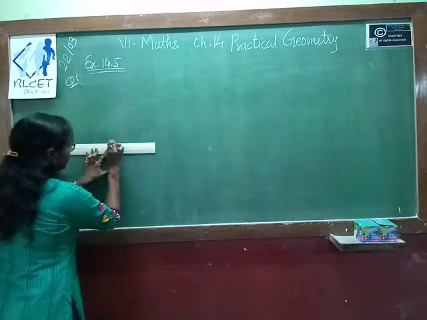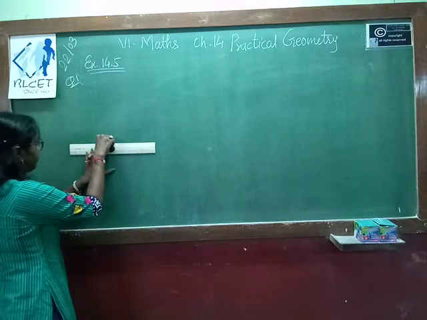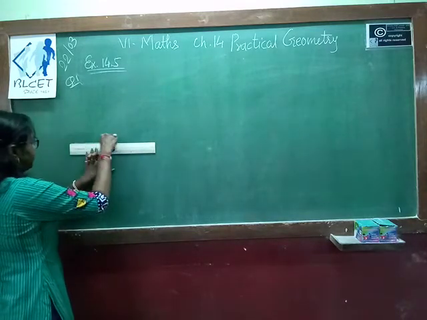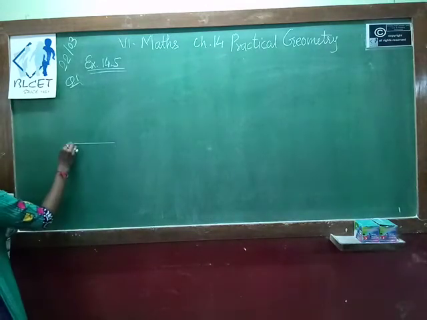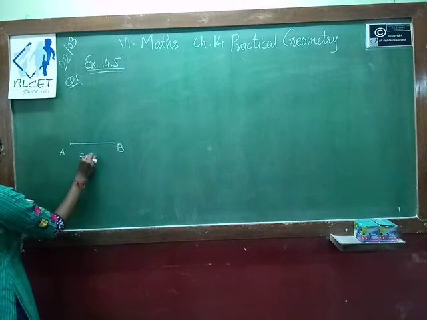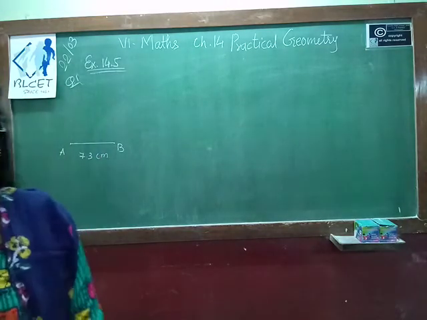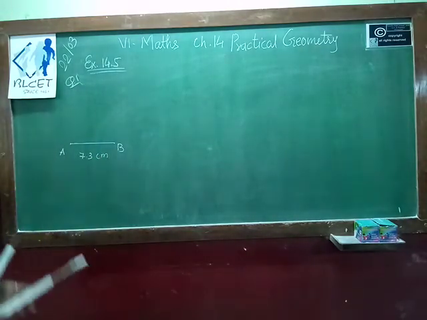Here is your 7, and after 7 you have to take 3 divisions, that is your 7.3. So this is line segment AB of length 7.3 cm. Now we want to draw the axis of symmetry, or you can say bisector.